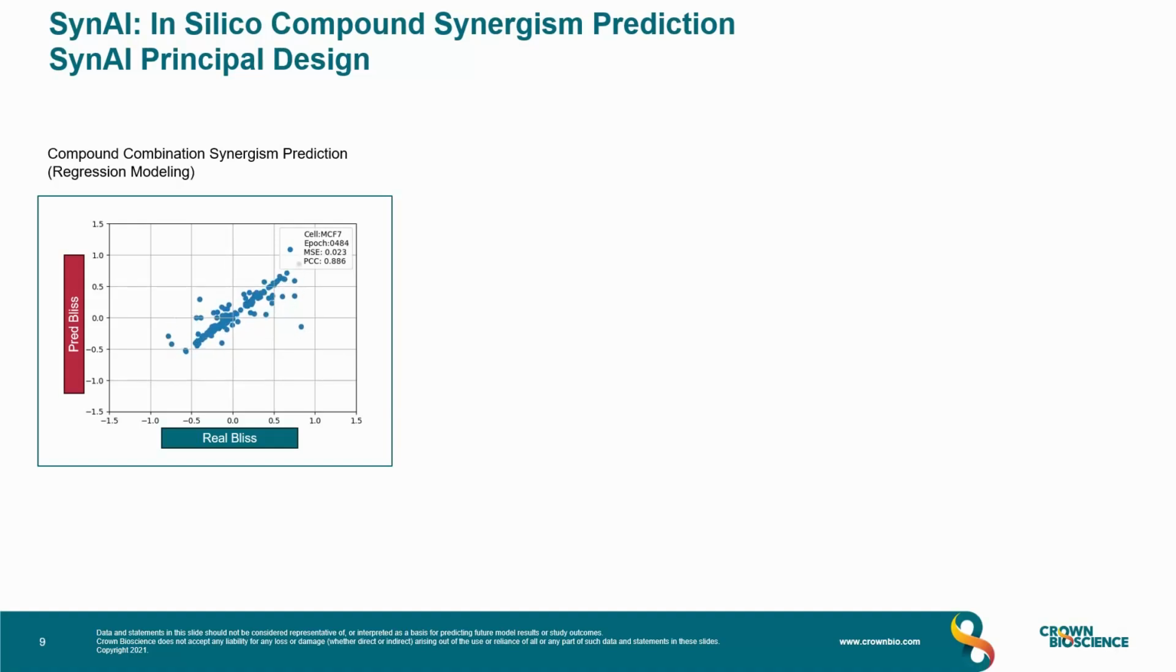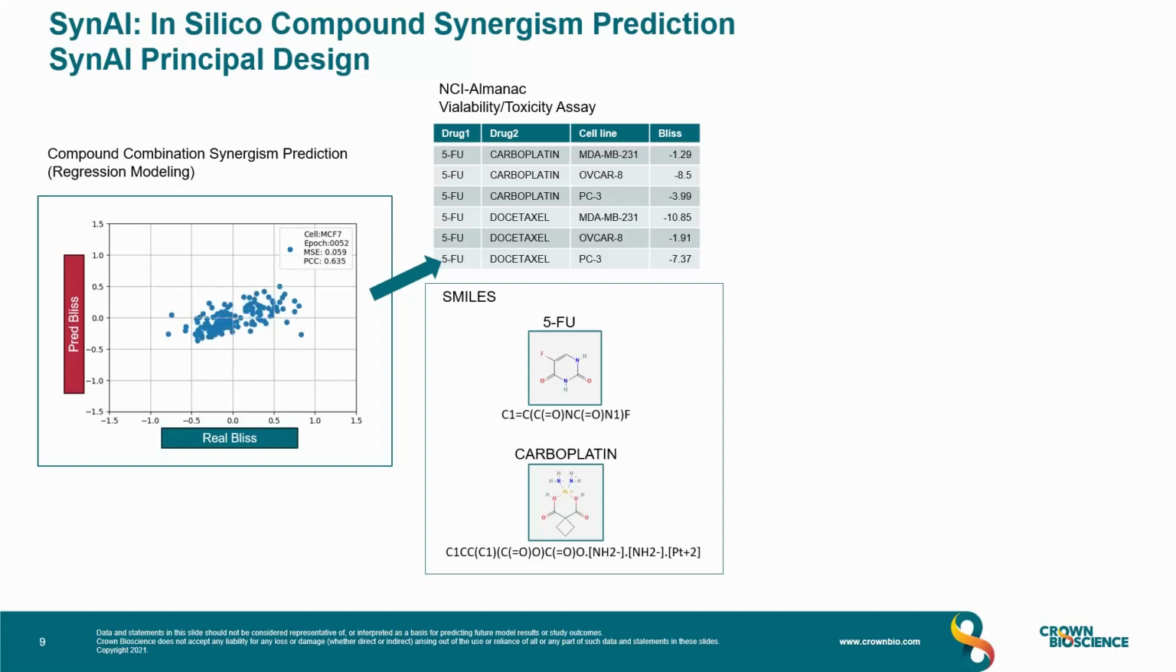Of course, with some existing viability and toxicity assay data, where drugs or compounds are tested with different cell lines, and their synergism has been measured and converted into Bliss scores. For the drug itself, we also need some representative information. In this case, we choose the most basic information, which is the SMILE sequences.